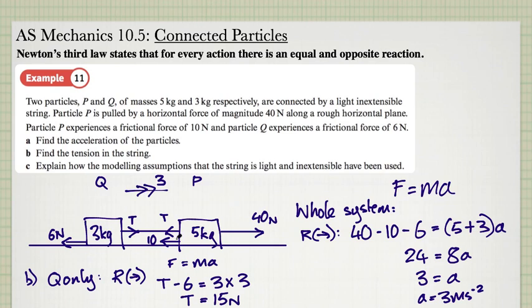This is already taking account of Newton's third law, which states that for every action there is an equal and opposite reaction. As in, every time you push something, it pushes back. Every time you pull on something, it pulls back. This is already taking account of this, but we see an even clearer example of that in the second example. So I'm going to move on to the second example, example 12.